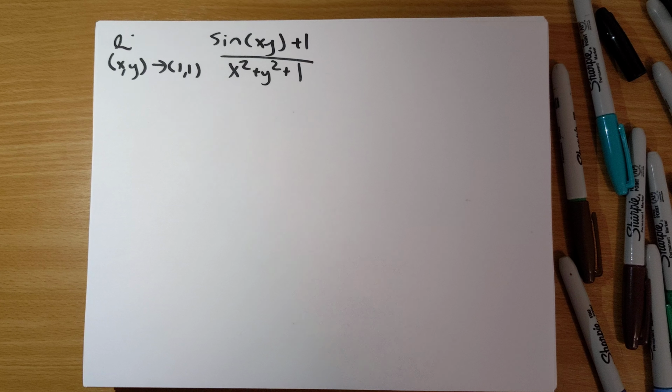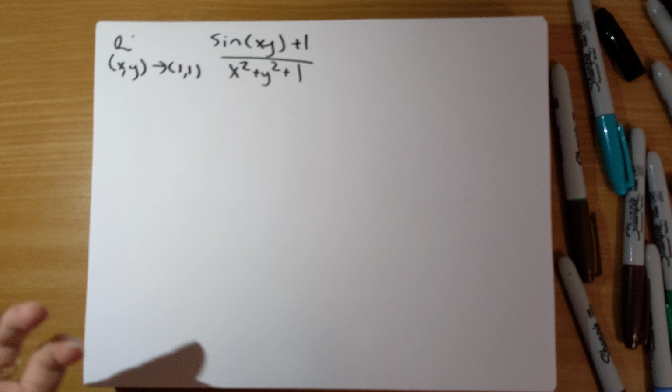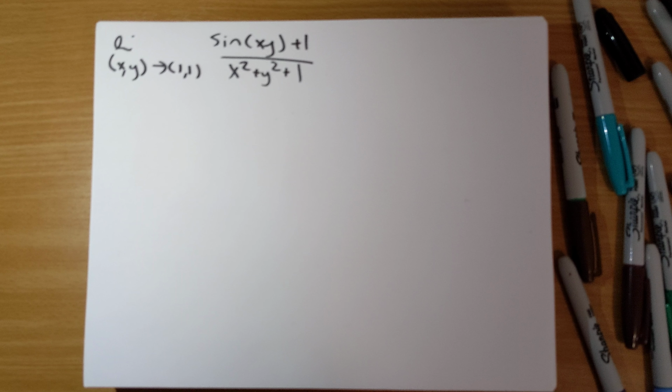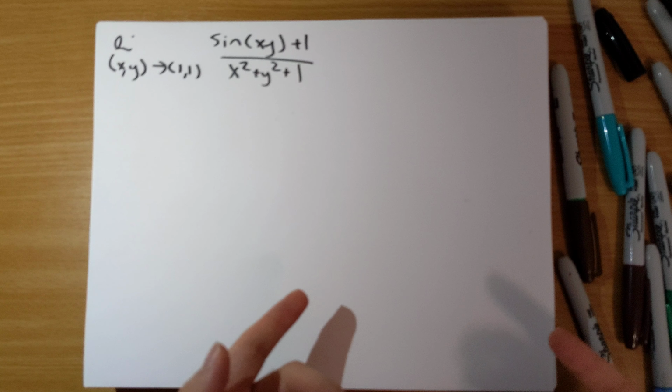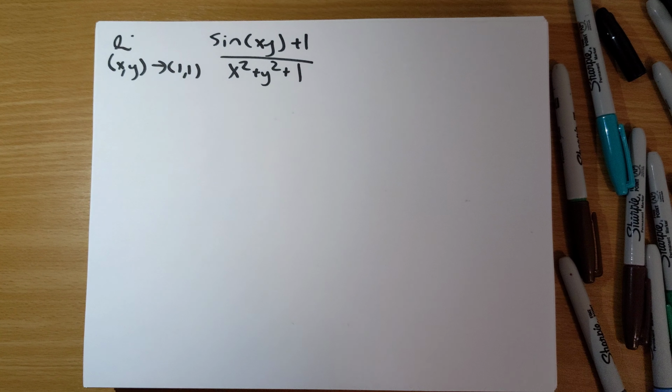Problem number 22, evaluate this limit. This is what I sometimes call almost like a joke problem because it's not serious in the sense of other problems. Our natural reaction is to start thinking about paths and two-path tests or polar coordinates, depending on what we're trying to do here. But realize that when we plug in 1, 1 for x, y here, everything's fine. We can just plug this in.